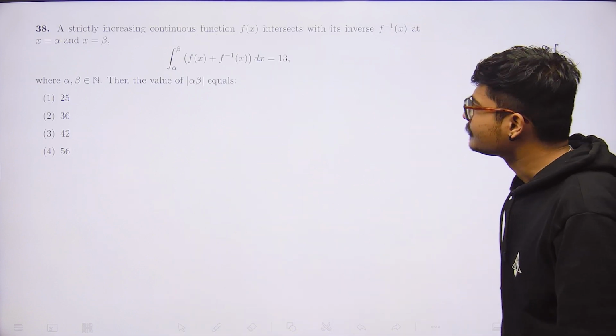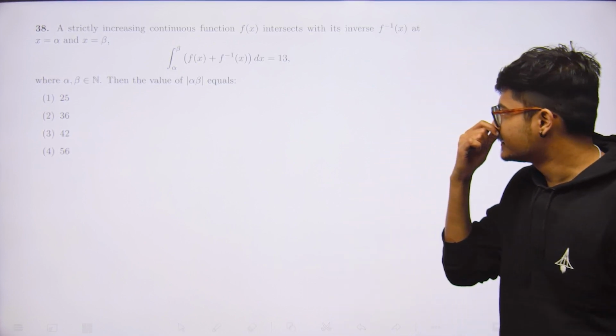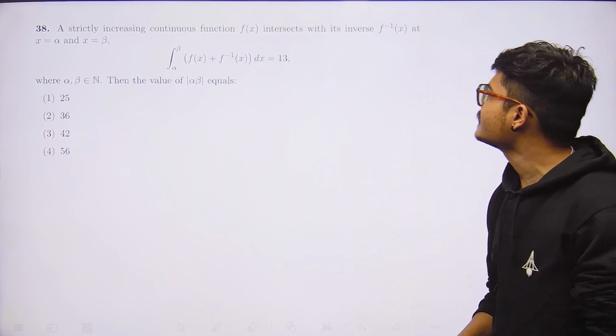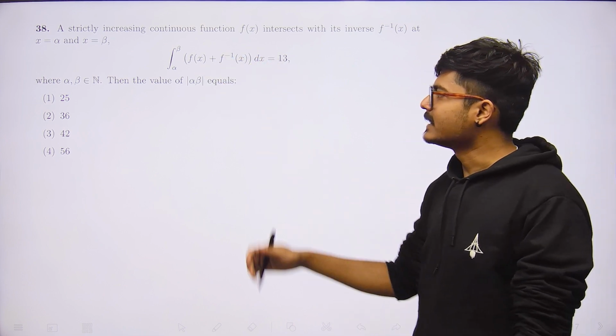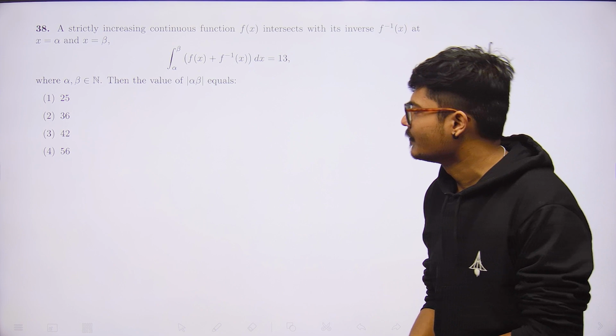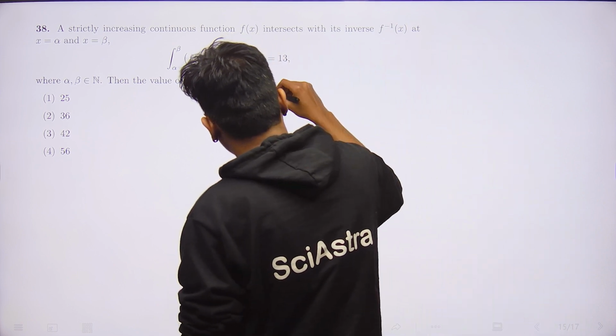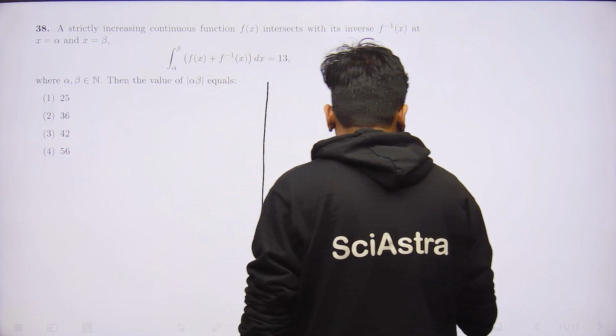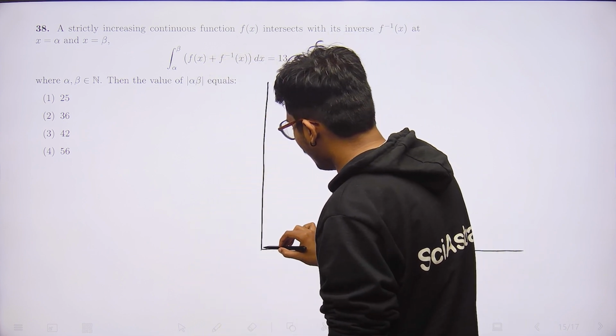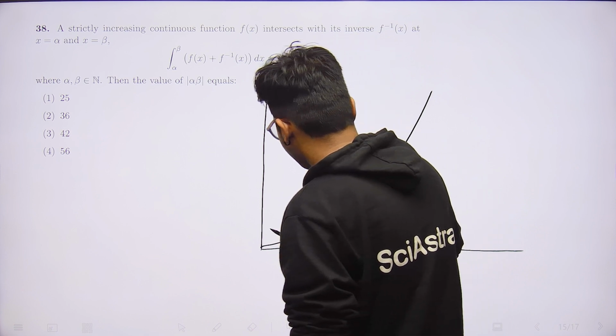Okay. Coming to question 38, a strictly increasing continuous function f(x) intersects with its inverse f inverse at alpha and beta. If this integral is equal to 13, then find the value of mod alpha beta. Okay, तो remember this कि अगर f और f inverse की बात होती है, they always intersect on the line y equal to x, right?